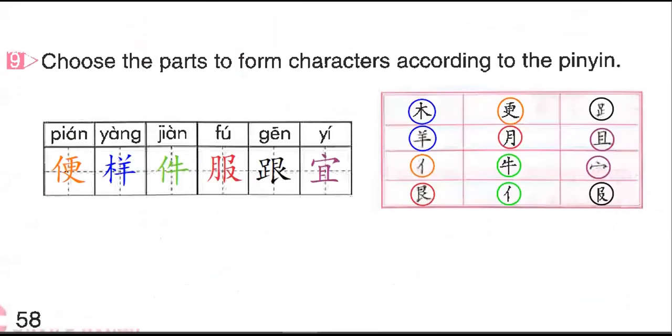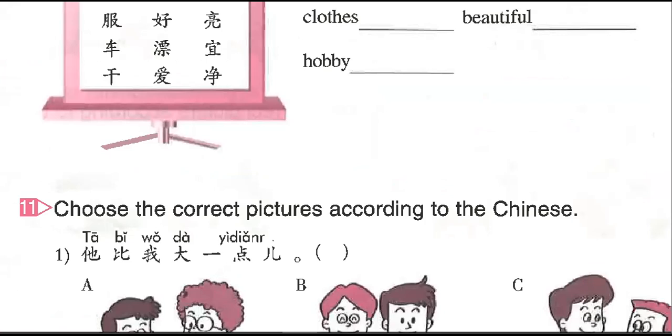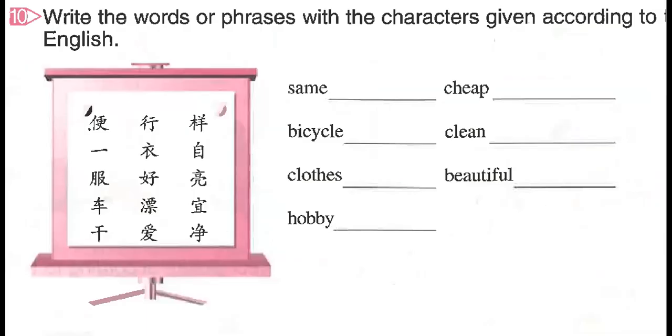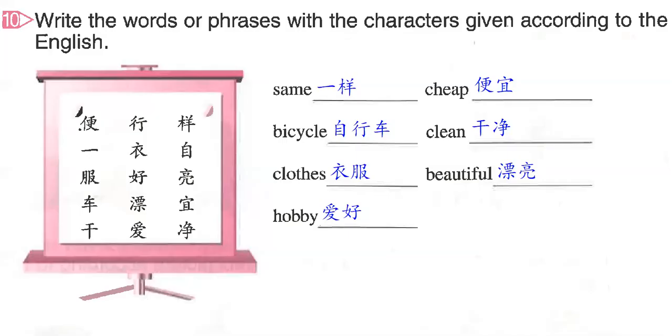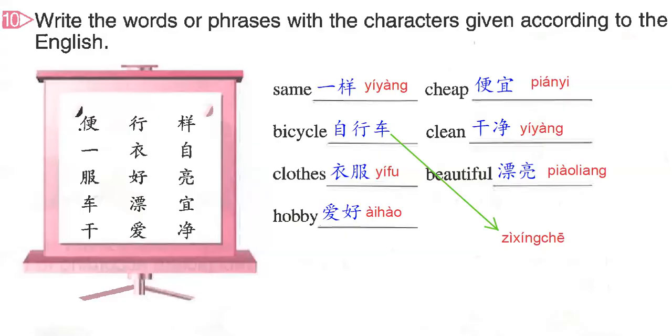Okay, here we have to write the words or phrases with the characters given according to the English. Okay, in your book you will have it in Spanish, but they more or less are the same. Sometimes we have some different words, but in general terms it is the same. So I'm going to write the characters and also the pinyin. So here you have the characters, and I'm going to write the pinyin right beside the characters.